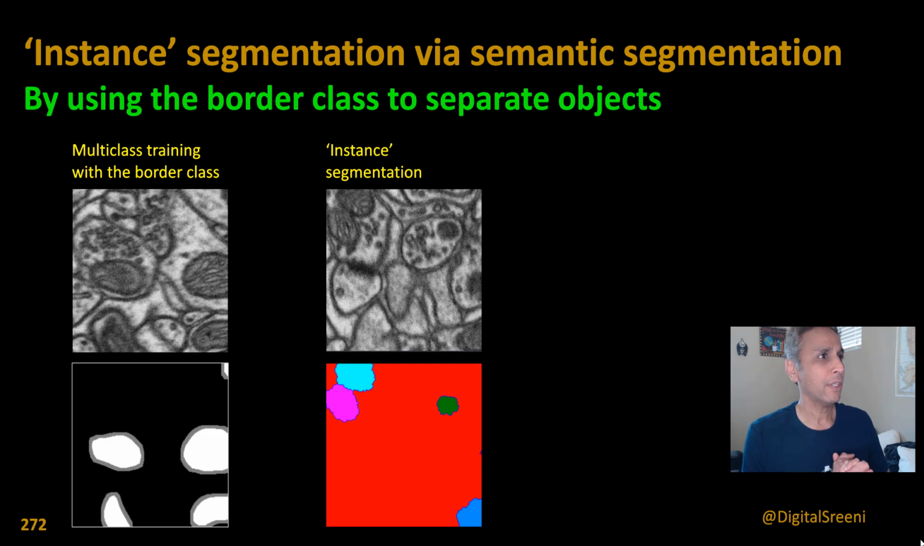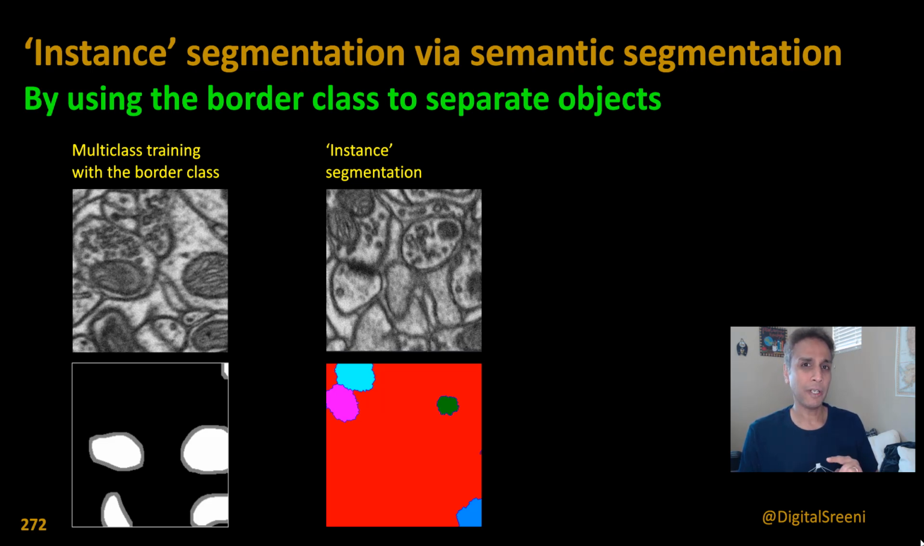In this video, I'm going to talk about how you can perform "instance" segmentation, with quotation marks around instance, because we're not doing a true instance segmentation like you would do with Mask R-CNN or some other approaches, but we are trying to achieve an object segmentation result by performing a semantic segmentation. And how are we going to do that?